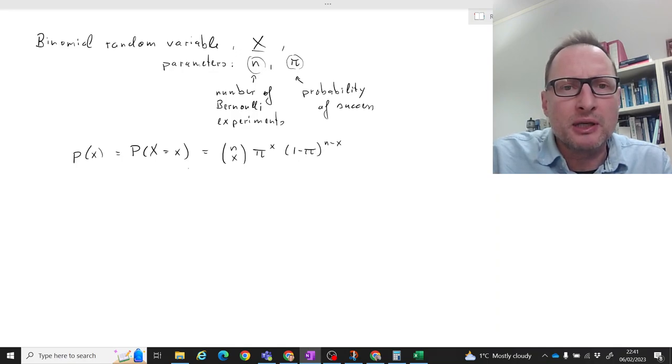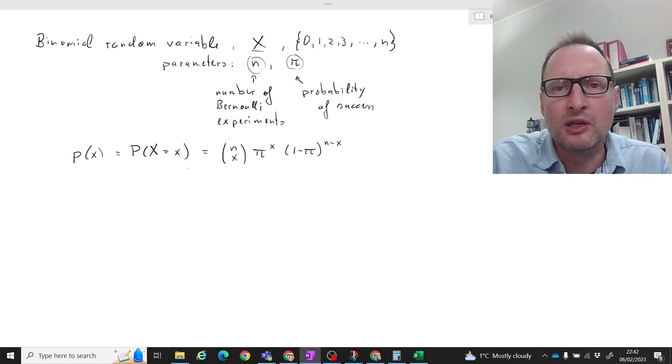Now our random variable counts the number of successes out of these n experiments. So the sample space here is 0, 1, 2, 3, all the way to n, whatever that n is. So that's the sample space of X. Let's say we want to calculate a particular probability, the probability that our random variable capital X takes a particular value little x. For instance, we'll use 5.